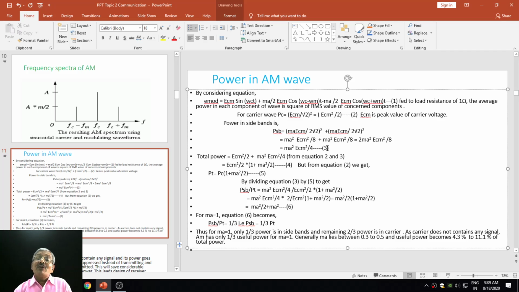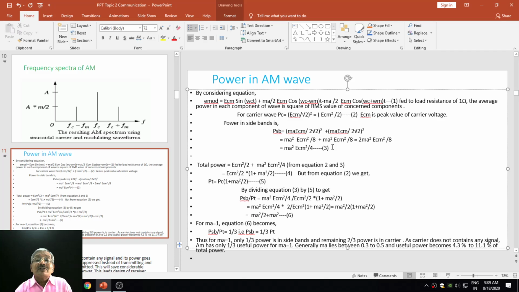The total power in the entire modulated wave is the sum of the power in the carrier wave and the power in the sidebands. That is PT is equal to PC plus PSB. Just for your simplification, we can add that also. So that is PT is equal to PC plus PSB. So it becomes easy for your understanding.